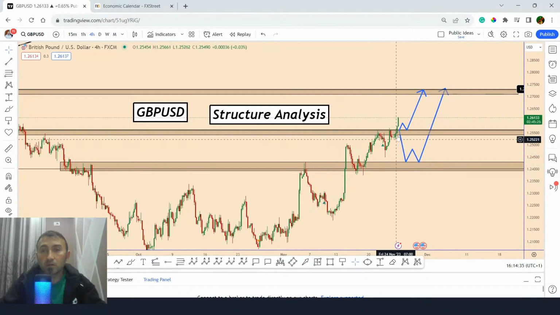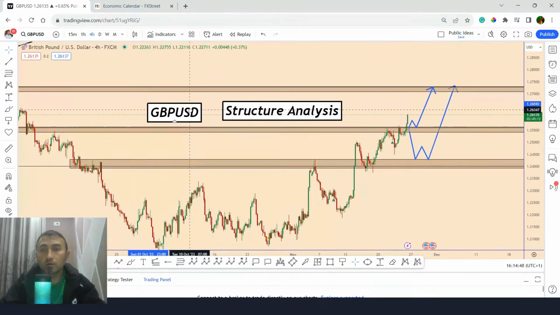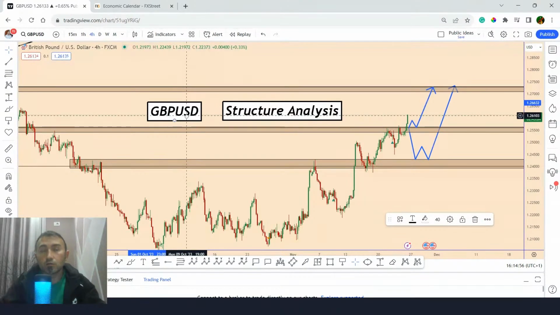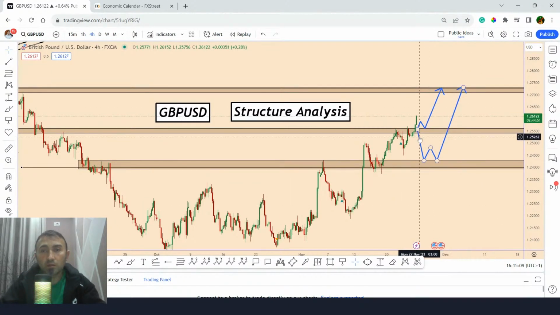The problem is that it keeps rising because we had positive data from the UK today, and also the Bank of England Governor Bailey said that they are not going to decrease the interest rates further, as was speculated 2 weeks ago, if I'm not wrong, because the market was speculating that as long as the CPI data are decreasing, the Bank of England is going to decrease the interest rates. So this comment is helping GBP USD to increase further.